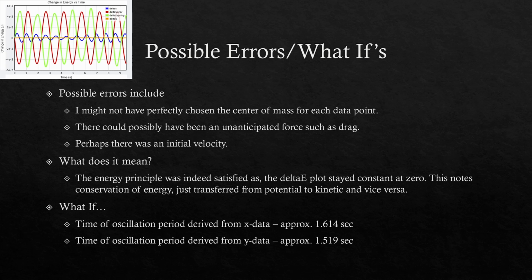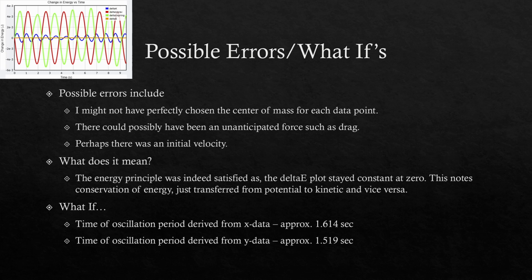What does it mean? The energy principle seems to indeed be satisfied as delta E on the plot stays at constant 0. This notes that the conservation of energy did take place and that energy was just transferred from the various types of potential to kinetic and back and forth. This is noted by summing at any time point all three types of energy, you will always get 0.